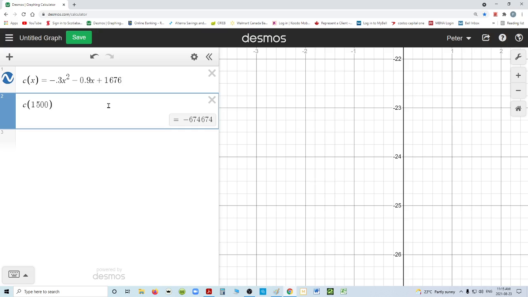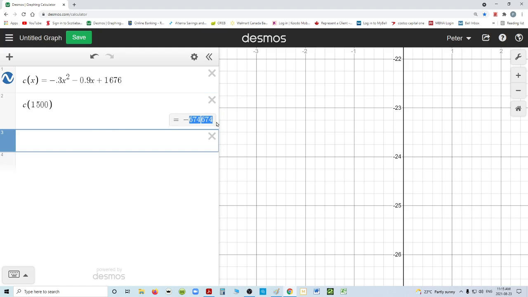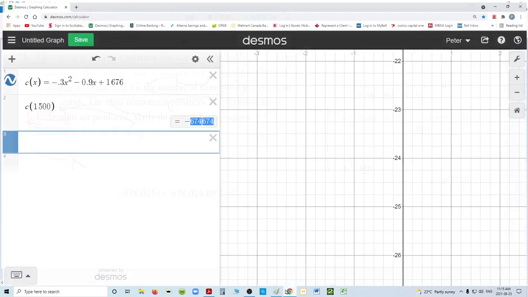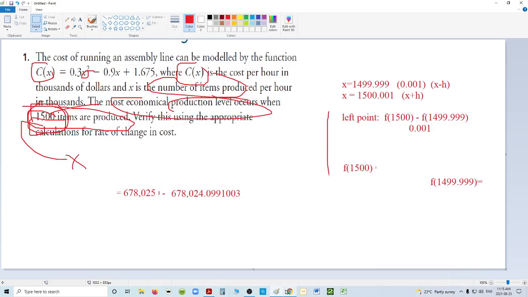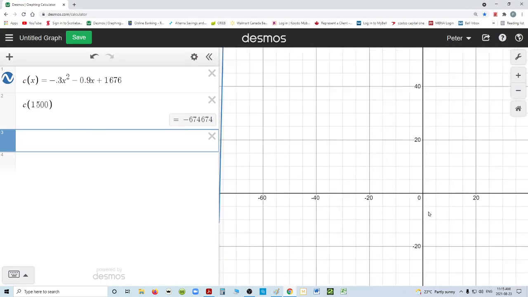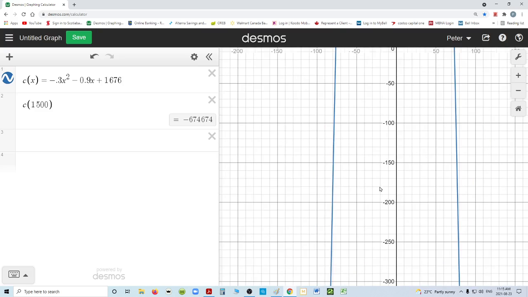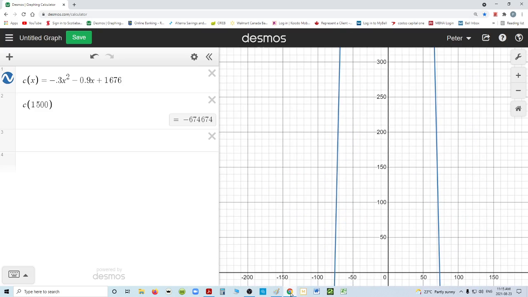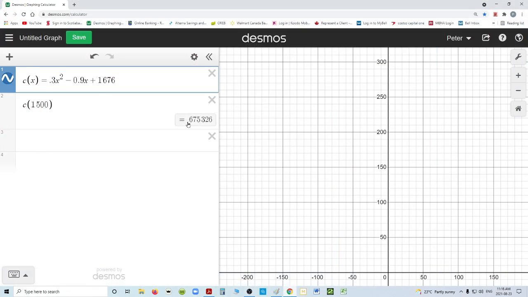1500. Oh, did I get a minus wrong? Looks like I got a minus wrong. Yeah, I was adding my 0.9 instead of subtracting it. So there's my error. And you should also be able to see the graph. Yeah, there it is. Is it minus 3? No, it's not minus 3. It's plus 3. So maybe I didn't. No, I didn't get it wrong.